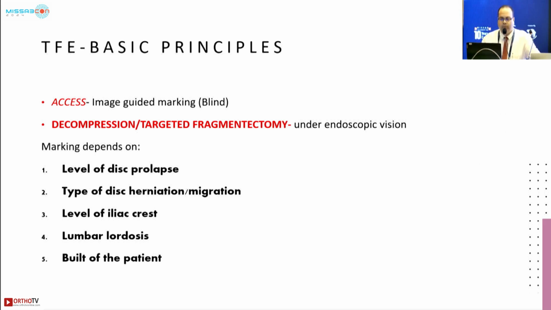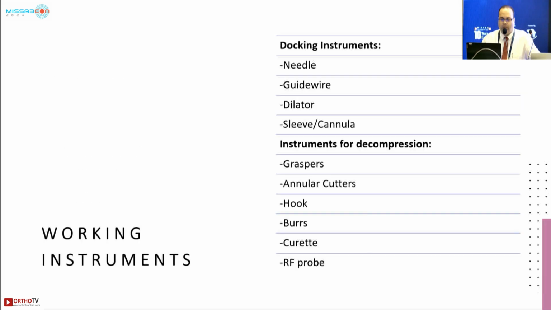So the basic principles that we follow in transforaminal endoscopy are first the axis, which is mainly done image guided, which is partially blind, and second the decompression or the targeted fragmentectomy, and this is done under endoscopic vision. This depends upon the marking, the level of the disc prolapse, the type of the disc herniation, whether it is central, paracentral, subarticular, foraminal or extraforaminal, the migration, whether it is cranial or inferior, the level of the iliac crest, the lumbar lordosis, and the build of the patient.